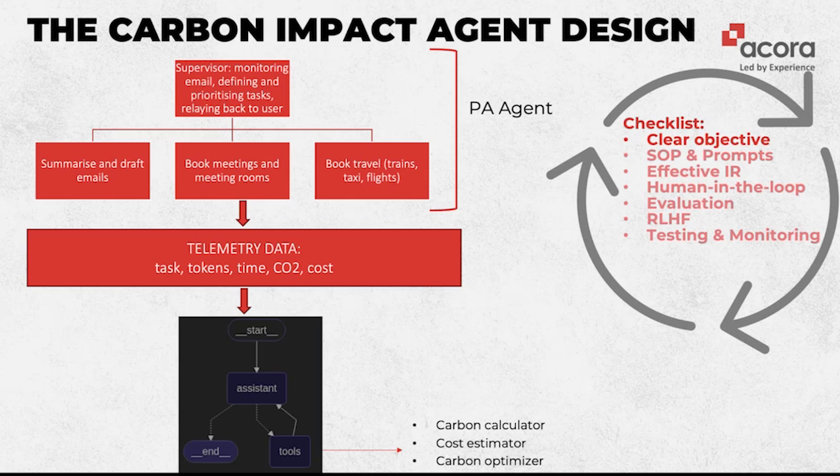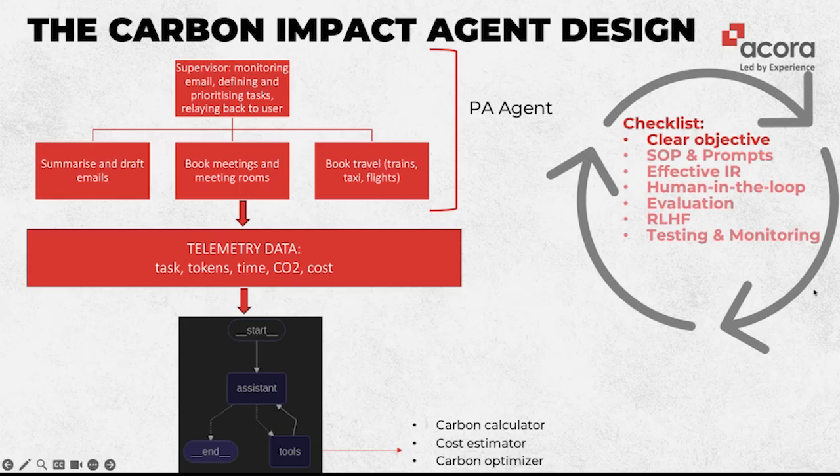So we've got the task that the legal PA agent is doing, how many tokens it's using, the time it took to complete the generation, the CO2 associated with it. We've got things in there around region and also cost as well.